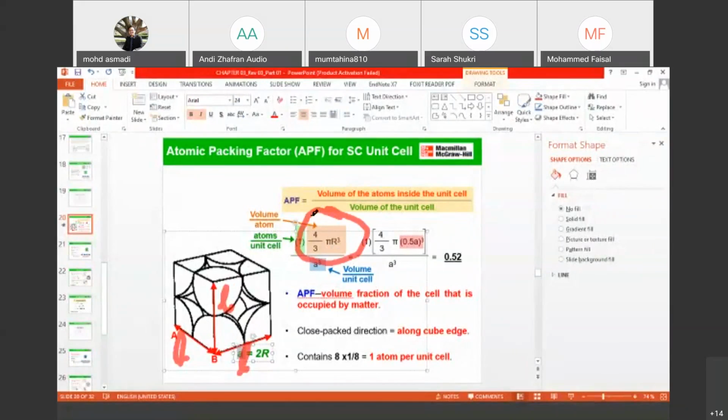But the most important thing is this equation, the volume of the atoms in terms of radius. So A is equal to R, this one radius, one R. So that's why we can cancel out this A. If you use B, this one also is going to be R.